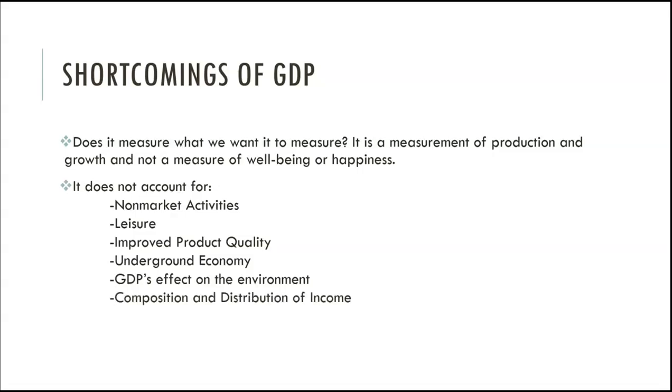GDP does not measure the composition or distribution of income. So you can have production increasing where a few people are doing really well and everyone else in the economy is suffering. More production does not mean that everyone's lives are improving or the standard of life is improving.